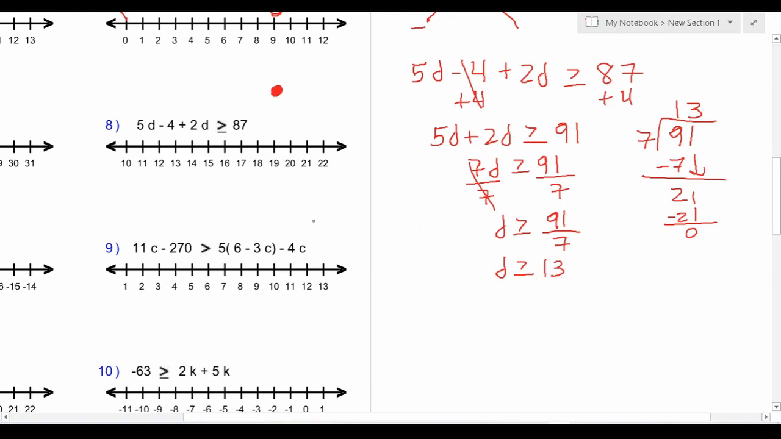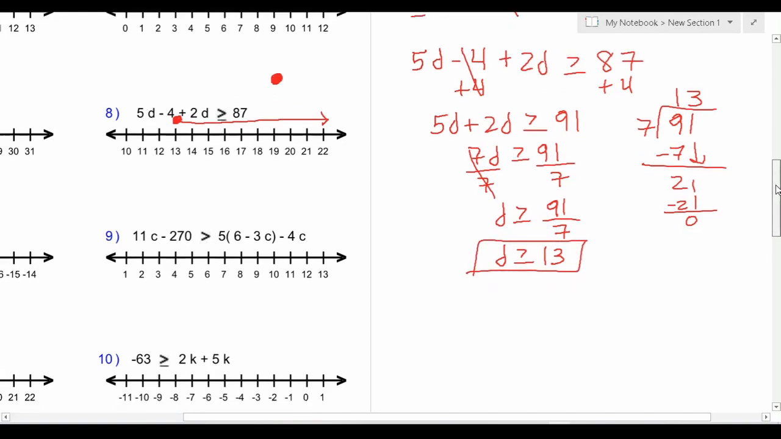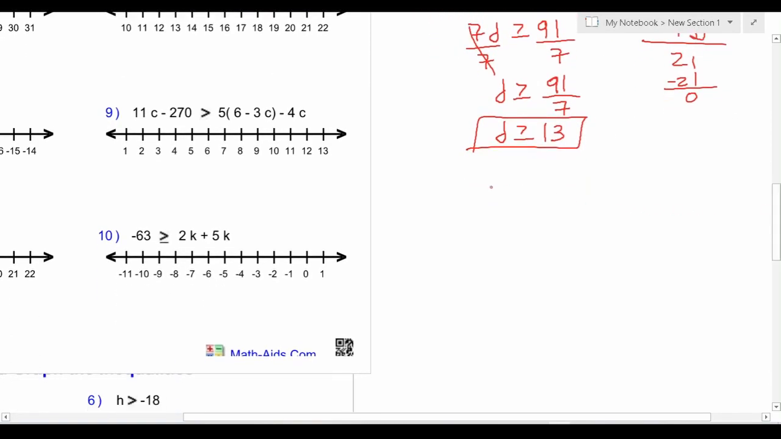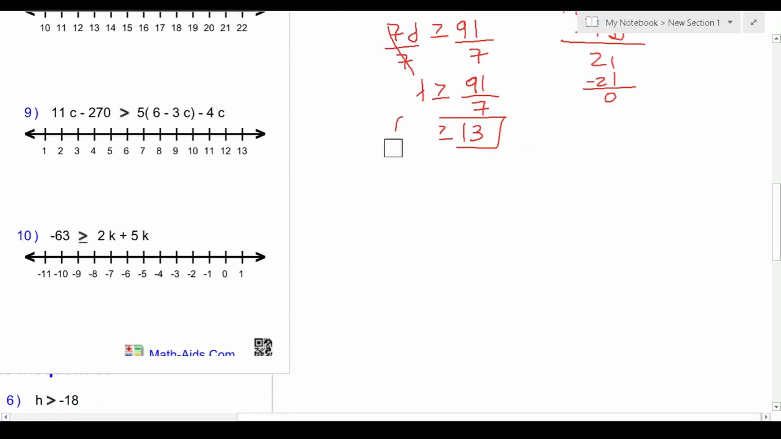In terms of graphing this on the number line, again, we're going to place a closed circle above 13. And what this says is we're looking for all the values of d that are greater than or equal to 13. So we're going to draw a line with the arrow going to the right to represent our solution. All right, number 9, and let's get rid of some.